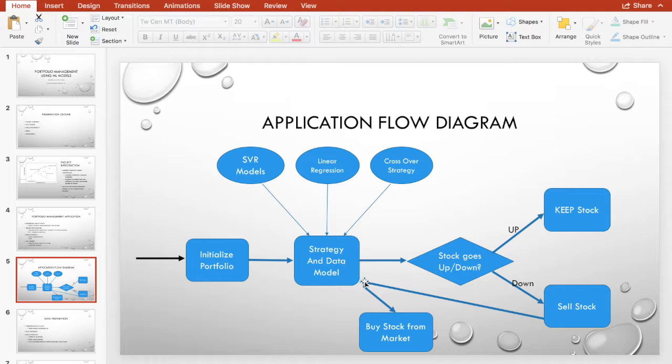For the stock I'm going to purchase from the market, I apply the same data model to that stock. If that stock is predicted to go up in the future, I include it in my portfolio. I want to mention that since this is just a simulation, there's no trading fee, and the stock price does not fluctuate throughout the day. It's constant. In fact, I'm using the closing price of the stock in my simulation.